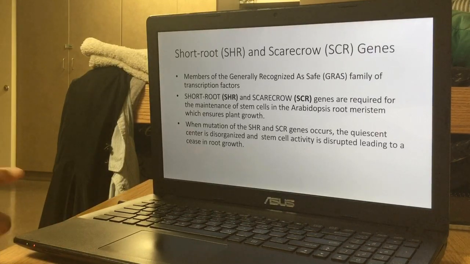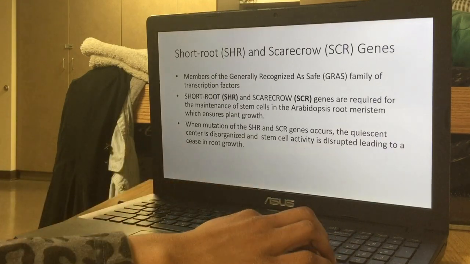DNA. And so the short root and the scarecrow genes are required for maintenance of the stem cells in the Arabidopsis root meristem, which ensures plant growth. So when they are mutated, the quiescent center is disoriented and the stem cell activity is disrupted, leading to a cessation in root growth.